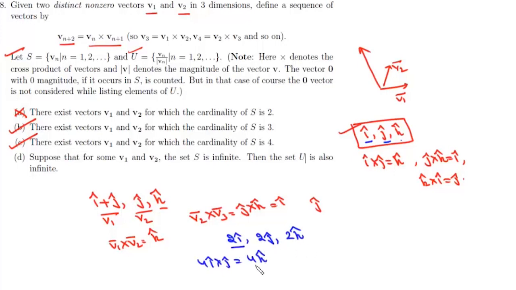So every time this magnitude is going to change. So we have infinite vectors which are parallel to these 3 vectors I, J and K. But in this case, the set U will only have 3 elements I, J and K. So that means this option D is incorrect. So the correct options are B and C.